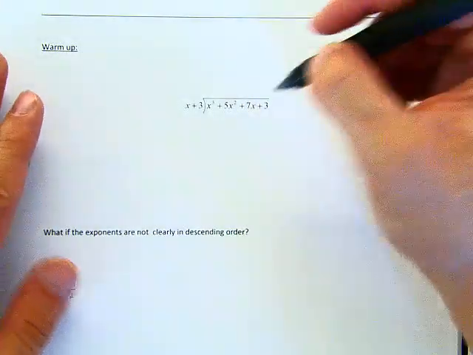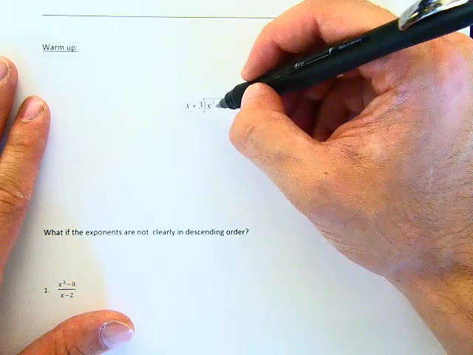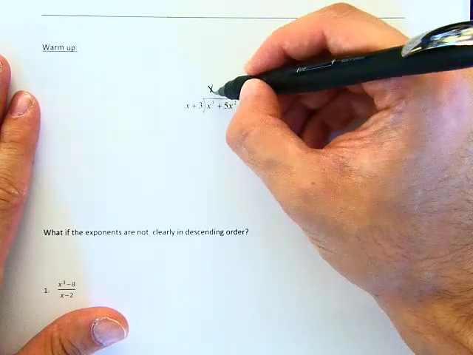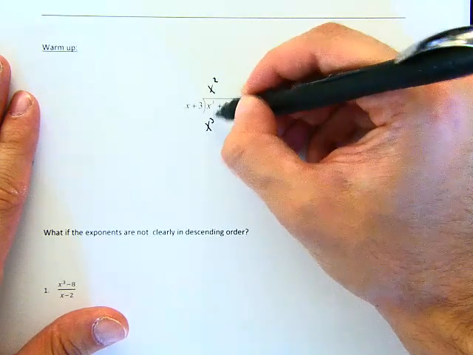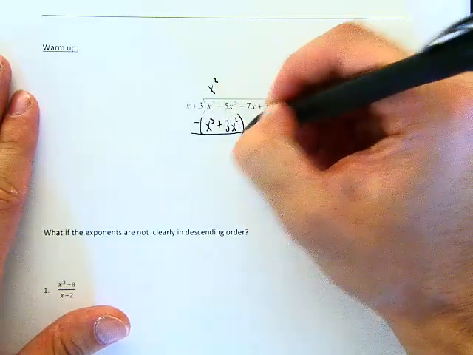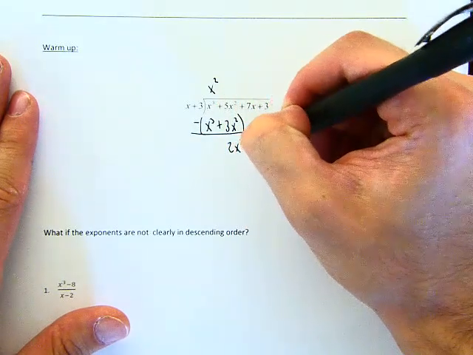Okay, if you want to see the solution, I'm going to go very fast. How many times does x go into x cubed? It's x squared. X squared times x is x cubed. X squared times this is 3x squared. Parentheses, subtract. Okay, so 2x squared, 7x plus 3.